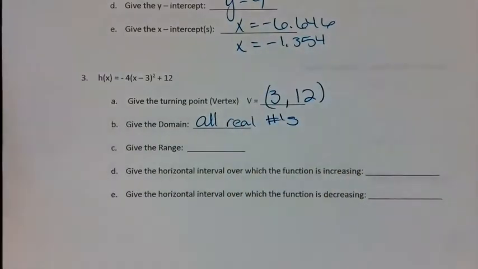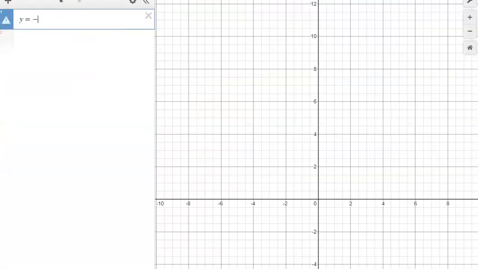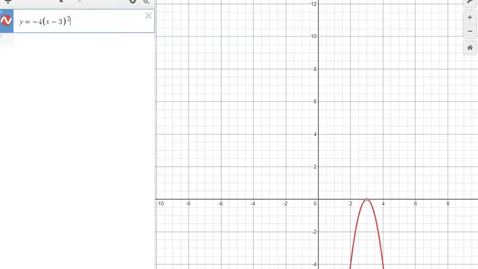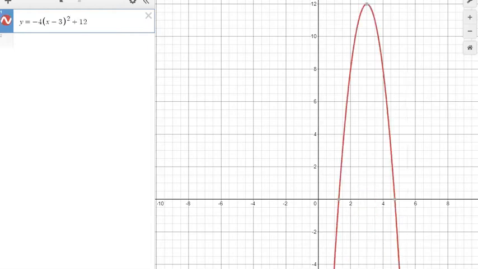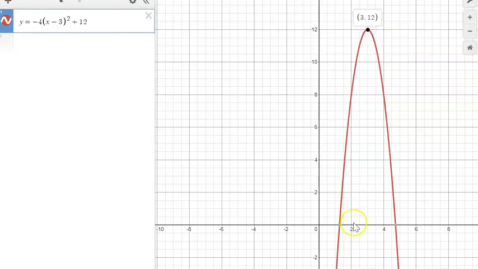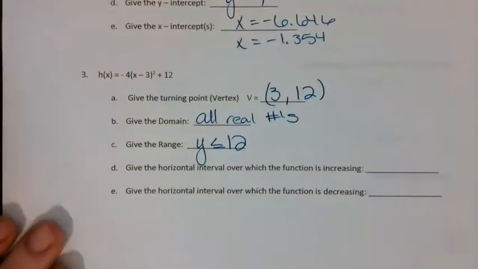My range, if I graph this, oops, it wasn't like that. Looks like this. So notice its highest point for a y value is 12, and then it goes down from there. So my range is y is less than or equal to 12.